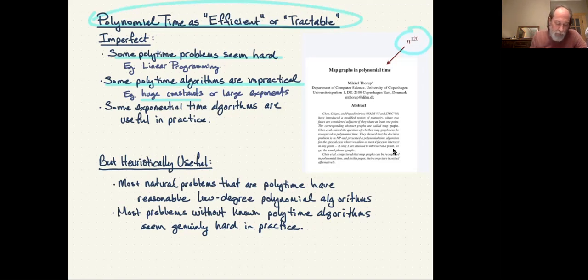Okay. And thirdly, although exponential time is bad, there are actually quite a few exponential time algorithms that are useful in practice. This includes exponential time algorithms for problems that have polytime solutions. Linear programming has polytime algorithms, but sometimes the exponential time simplex algorithm is actually better.